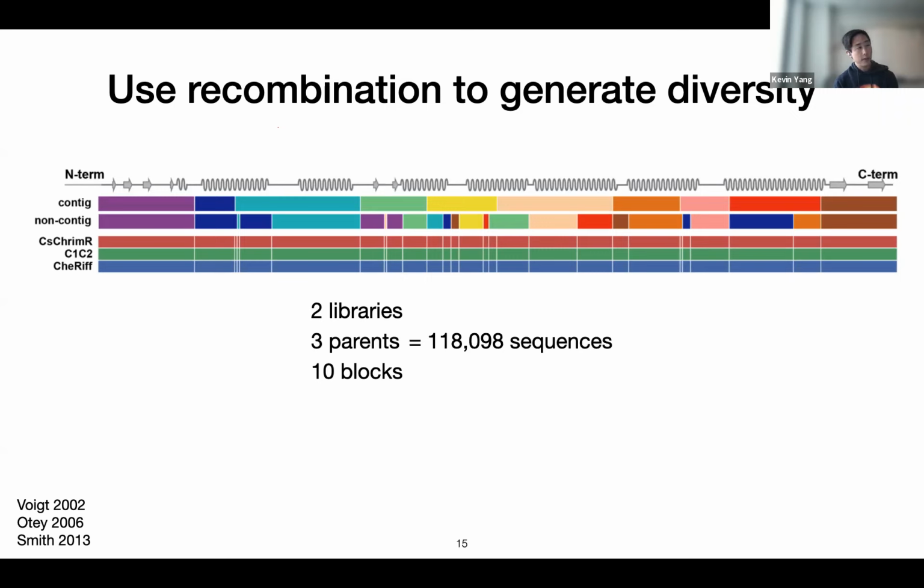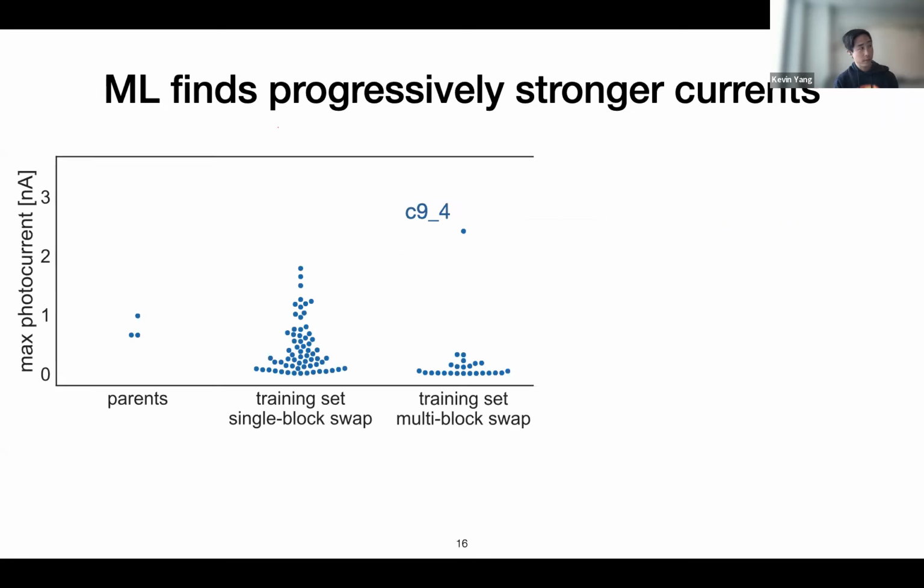And if we could measure all of those, then we wouldn't do machine learning or directed evolution. We'd just do that, but we can't. So we're going to try to choose a few to measure, including those three parents. We measure all the single block swaps into a parent, and then also a training set of multi-block swaps.